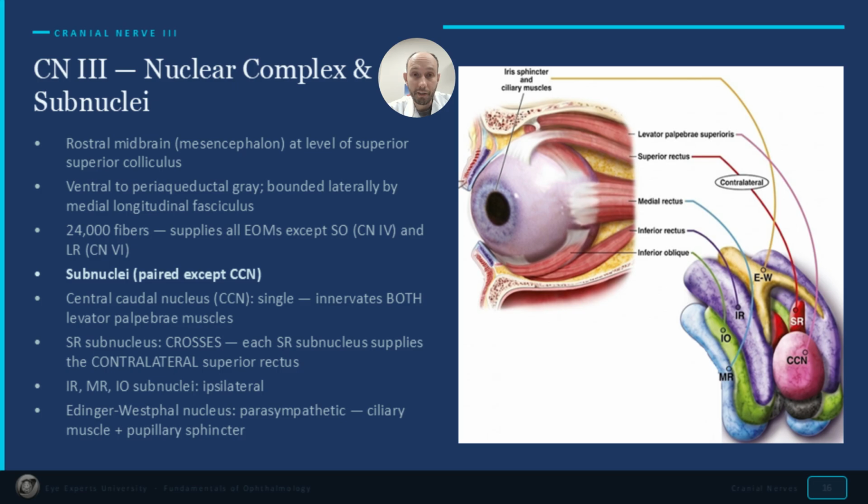Cranial nerve 3 starts off in the midbrain with its nucleus and is a much smaller nerve compared to optic nerve, only 24,000 fibers. It supplies almost all the extraocular muscles except for the superior oblique and the lateral rectus. The cool thing here is while most things have a side, the central caudal nucleus actually supplies both levator palpebrae superiors simultaneously. Thus, your eyes open at the same time. The superior subnucleus crosses over and actually innervates the contralateral superior rectus. All the other muscles are ipsilateral.